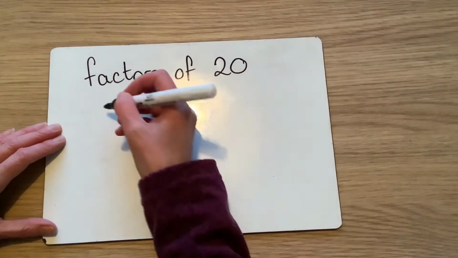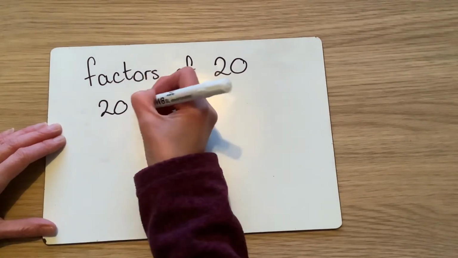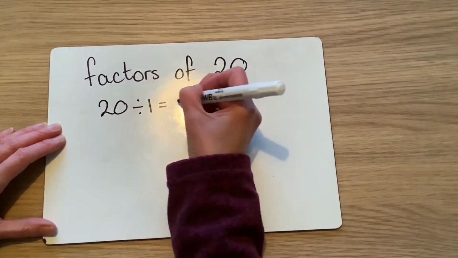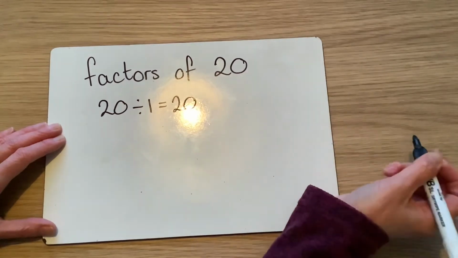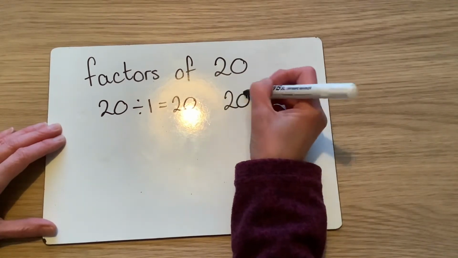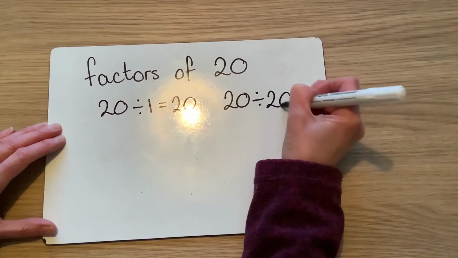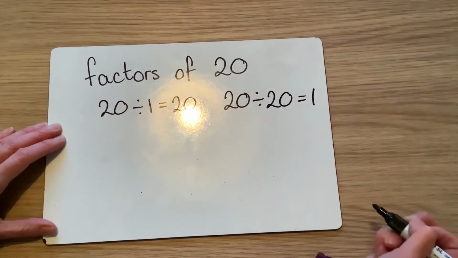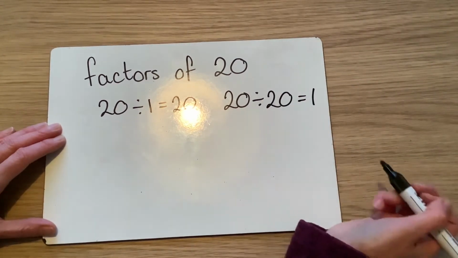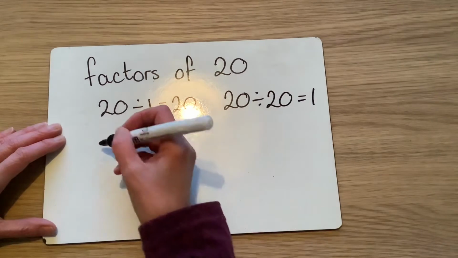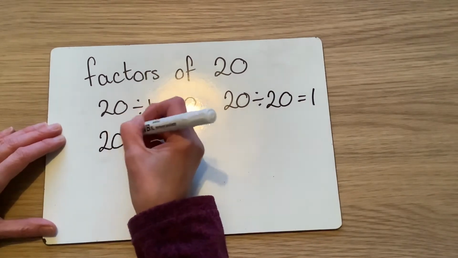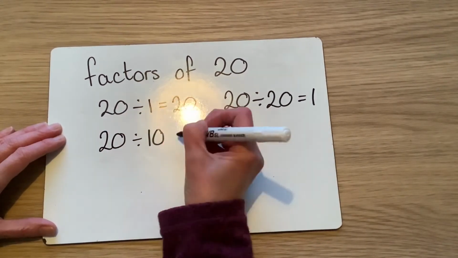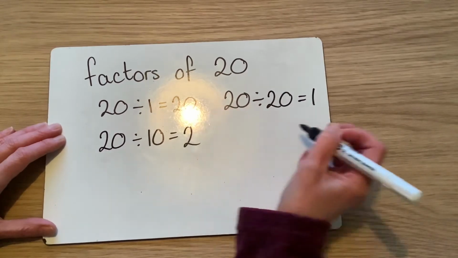Well, I suppose the easiest ones to start with, every number can be divided by 1. So 20 divided by 1 is 20, and every number can be divided by the number itself. So 20 divided by 20 is 1. What else can 20 be divided by? Yep, it's in the 10 times table, isn't it? So it can be divided by 10. 20 divided by 10 equals 2.